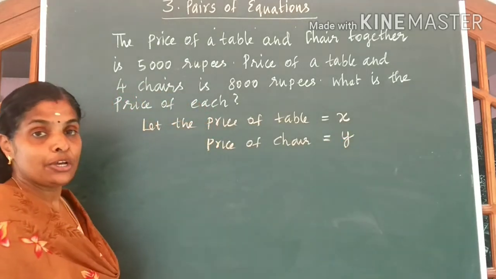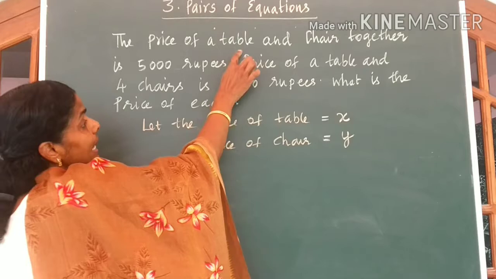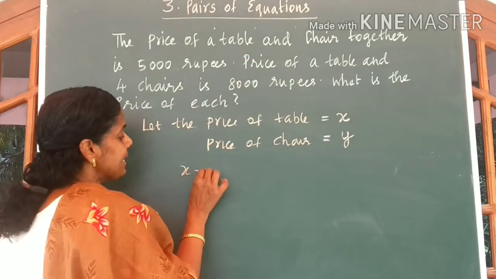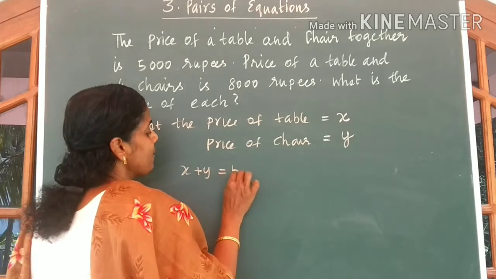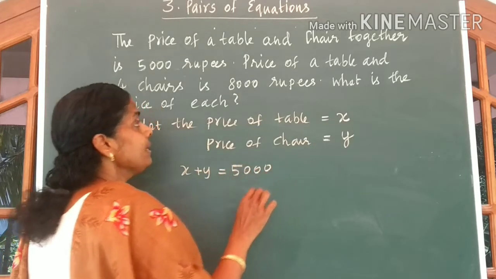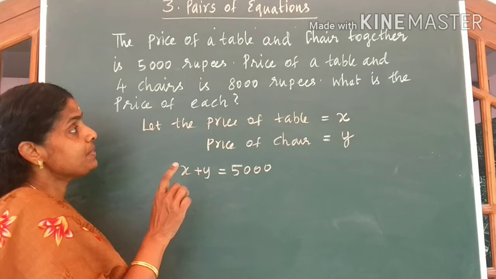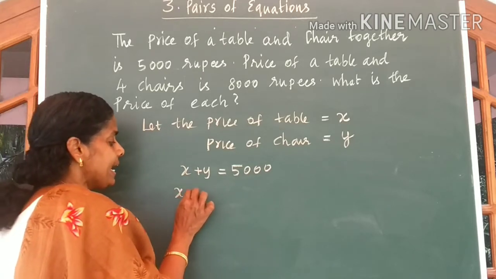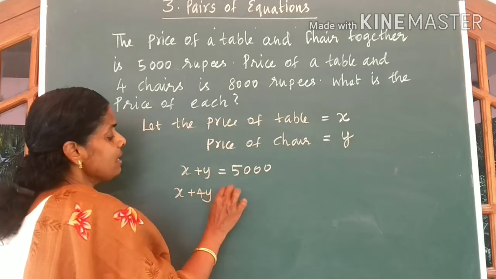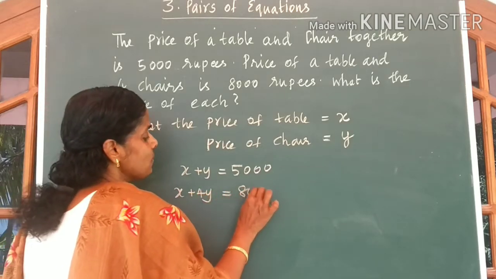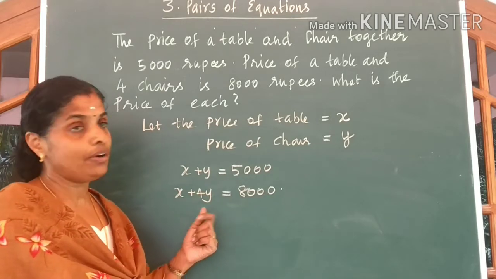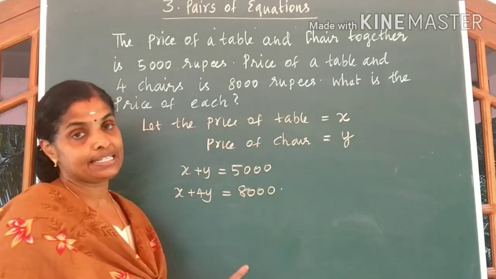Now let us use the given condition. Table plus chair gives you 5,000 rupees. So you can write x plus y is equal to 5,000. Next condition, price of a table and 4 chairs. So you can write x plus 4y is equal to 8,000. Now we have to find the price of the table as well as the chair.